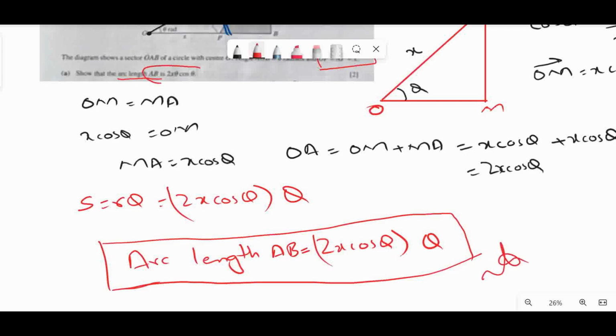You can see here that AB is 2x theta cos theta. We can rearrange it and write it like this: 2x theta cos theta. We can just change the order. So this will be the final answer.